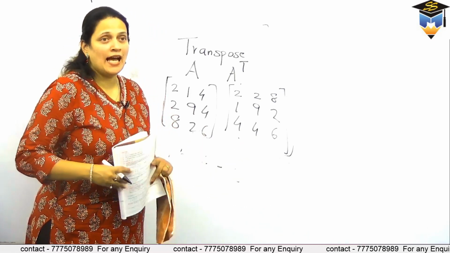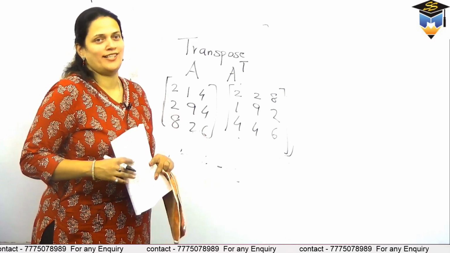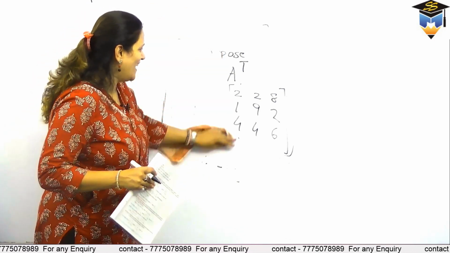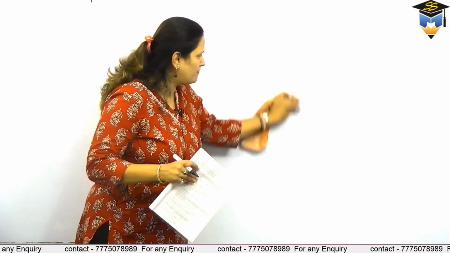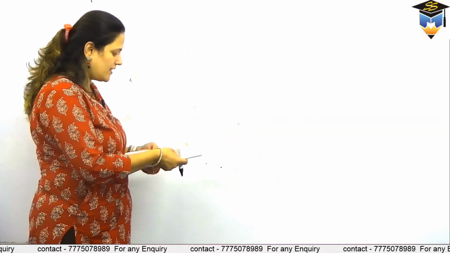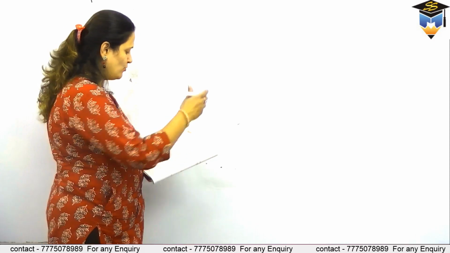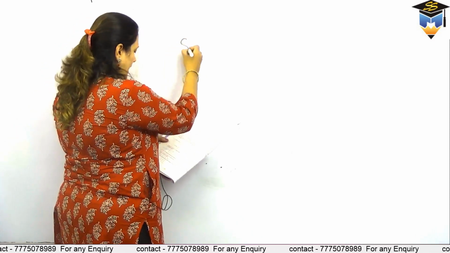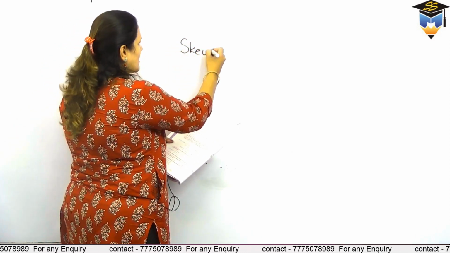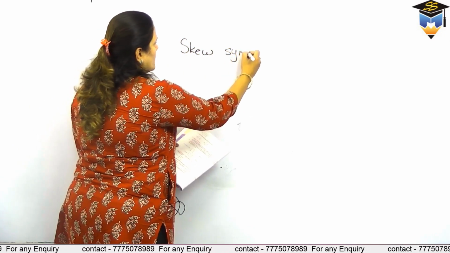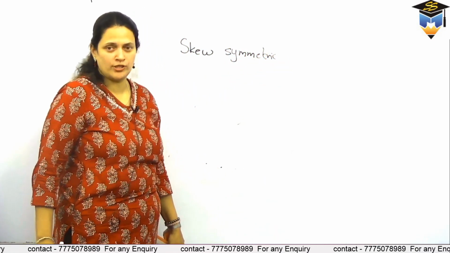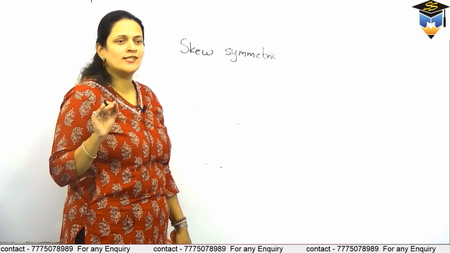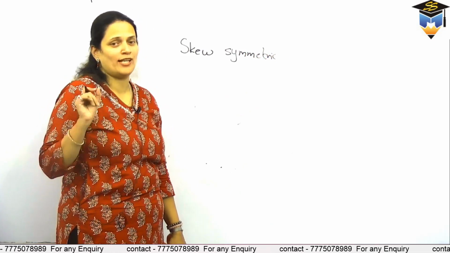Now, one more important concept. In today's class, I am going to teach you all these important concepts so that it becomes easier for you to do the operations. The next type of matrix is called a skew symmetric matrix. Many students get confused about the concept of skew symmetric matrix.